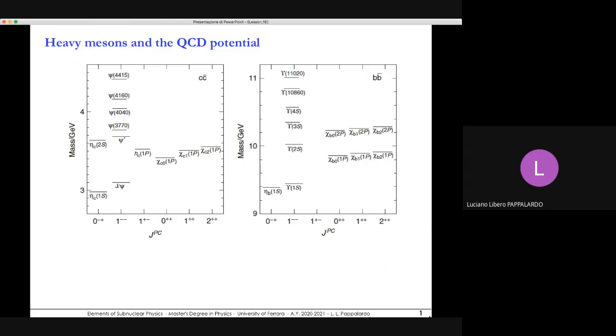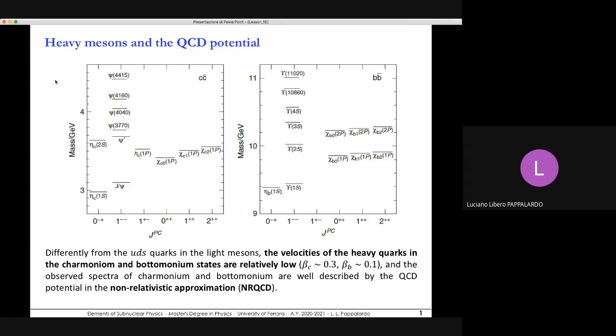So as you see here in the slide, I report, as you recognize, the two families of charmonium on the left and bottomonium on the right. As you know, these are bound states of c c-bar and b b-bar quarks, which are essentially denoted as heavy mesons. Now, differently from the up, down, and strange quarks in the light mesons, the velocities of the heavy quarks in these heavy mesons, so the charmonium and bottomonium states, is relatively low. So the beta for the charm quark is of order 0.3, and for the bottom quark is only 0.1. So essentially only 10% of the speed of light.